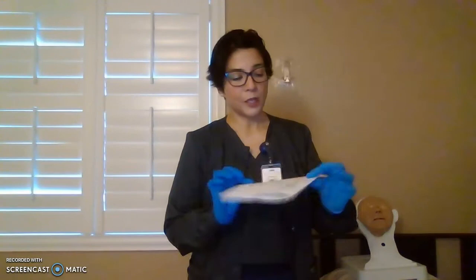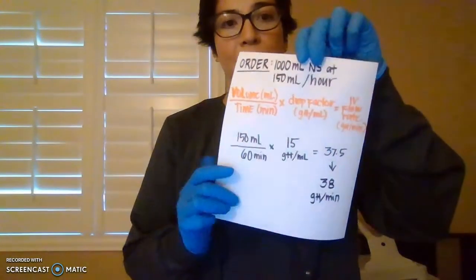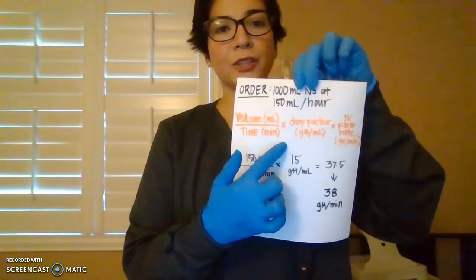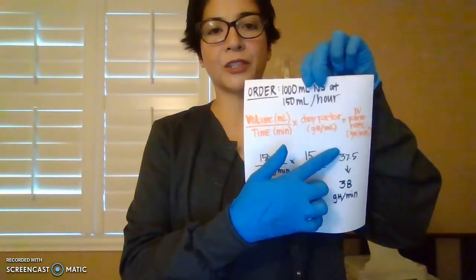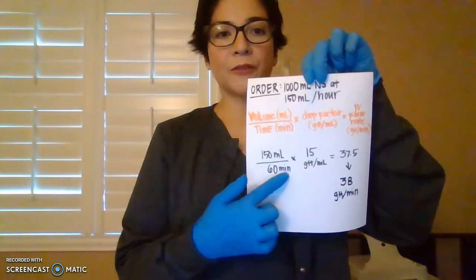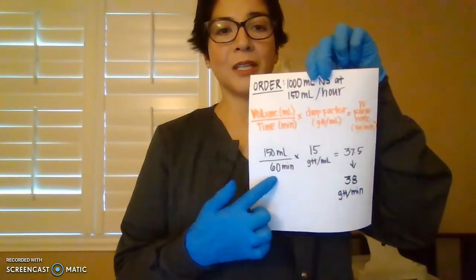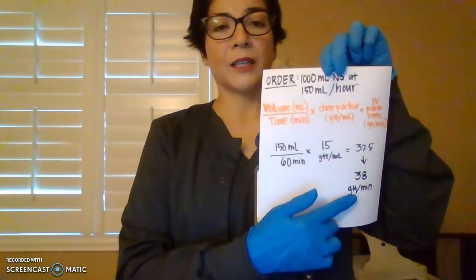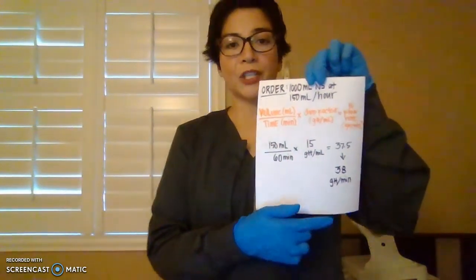So let's start. Let's say you get an order for 1,000 mLs of normal saline at 150 mLs per hour. So just to visualize that, here we go. This is your formula: volume over time times the drip factor, which gives you the flow rate, which is GTT per minute. So 150 mLs divided by 60, which is minutes, times 15 gives you 37.5. And then you round that up to 38 GTT per minute. Why are we doing 15?